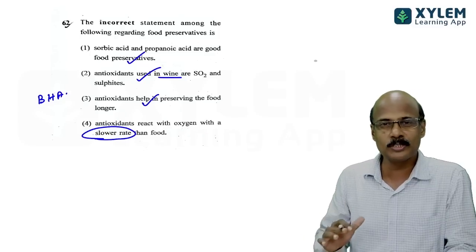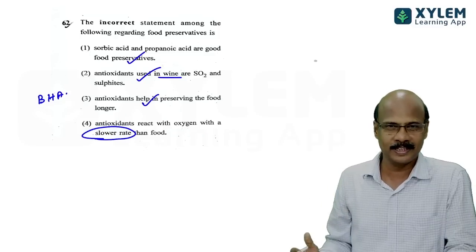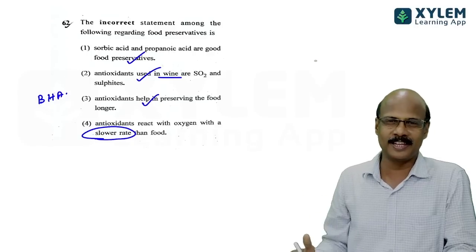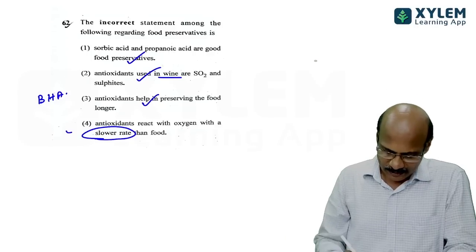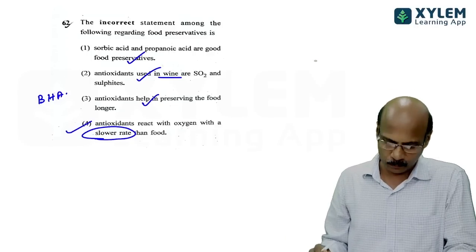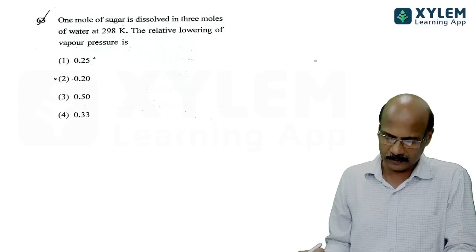Clear? So food is not readily oxidized. Clear now? Here the antioxidant acts as a scavenger for it. So the correct option is option 4. Now coming to question number 63.